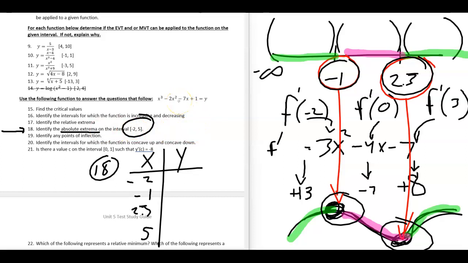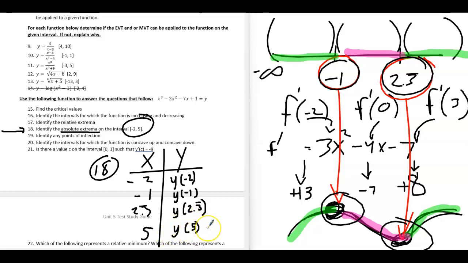Now the absolute extrema is going to be the highest and lowest y values. So I need to figure out what is y of -2. I need to figure out what is y of -1. I need to figure out what is y of 2.3 with a bar on the top. Or if you wanted to keep it as a fraction that we had earlier, 7/3. And we also need to figure out what is y of 5.